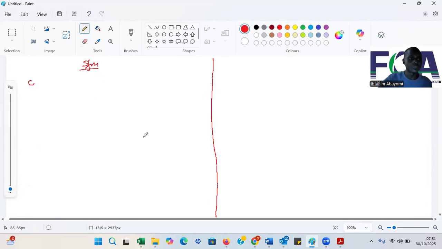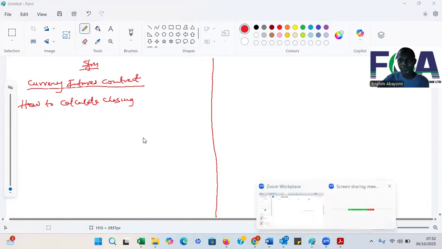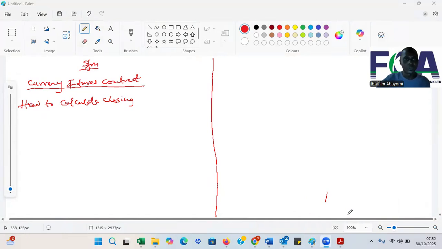Okay, so currency futures contracts, forget currency futures contracts. So we've written the formula for edge efficiency. I told you how it is calculated. So I said, okay, what about how to calculate the closing futures contract if not given?